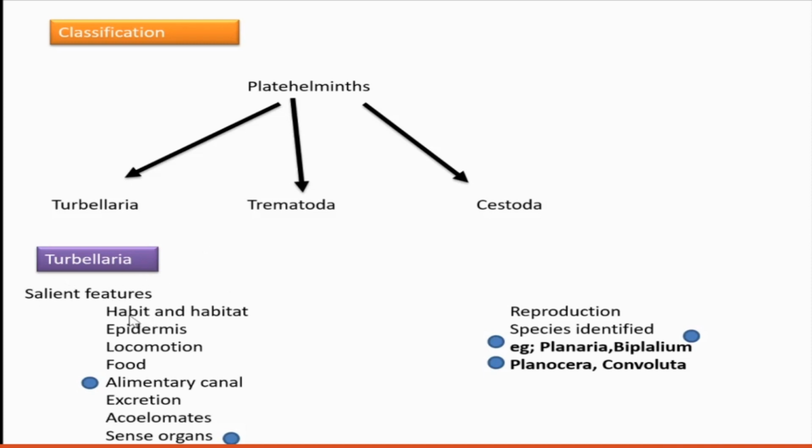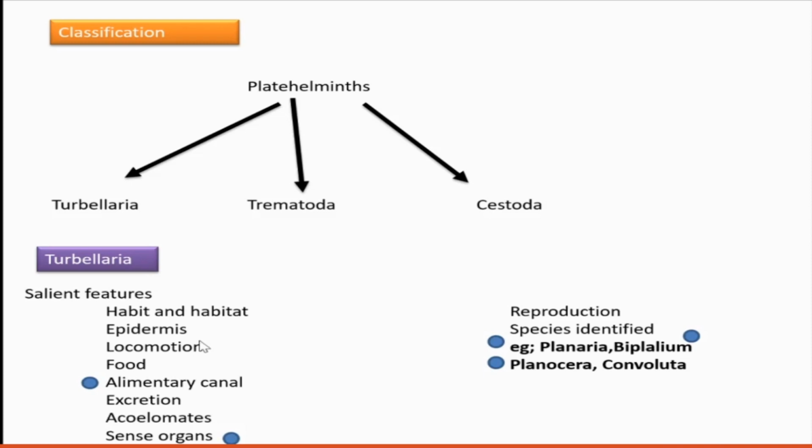First point, what about its habitat? It is benthic, means it is not free-swimming, and it's marine. Even though marine forms are there, freshwater forms are also there, and they are also found in terrestrial habitats. So it is found in almost all types of habitats, in that way we can say.